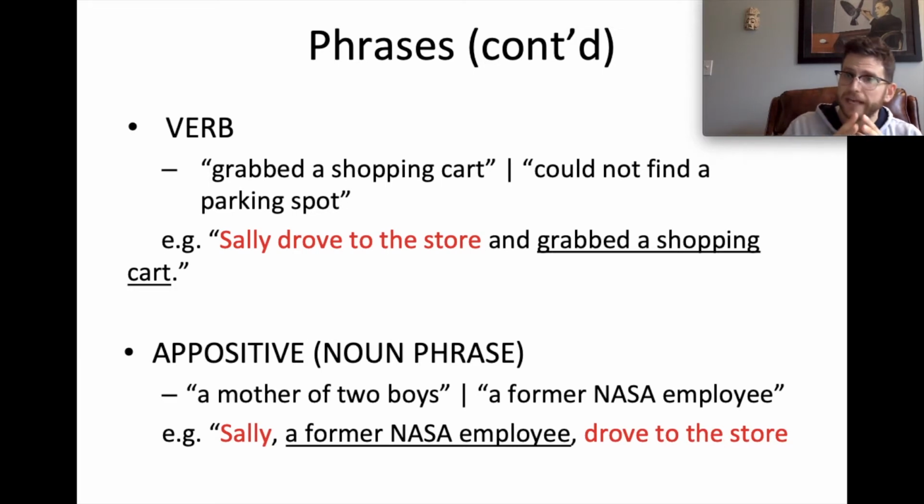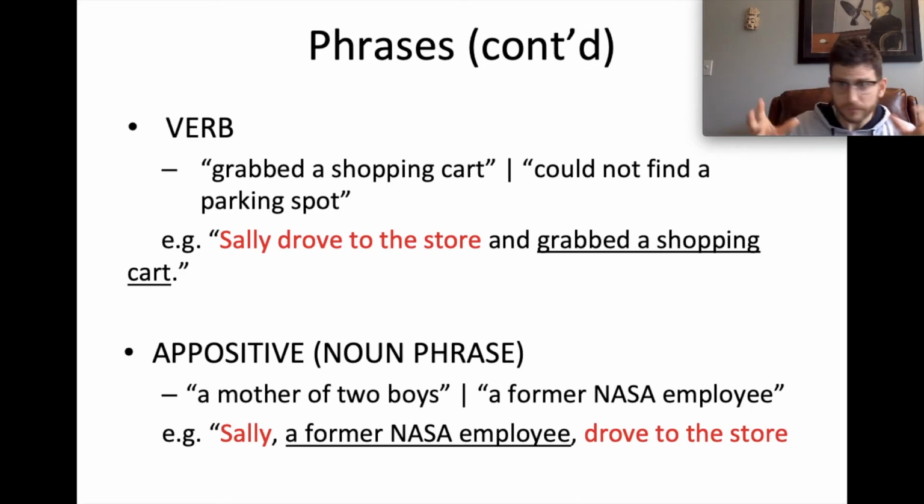Now, if I add them to my original sentence, Sally drove to the store, I need to add them or attach them to the sentence with something. I couldn't just say Sally drove to the store, grabbed the shopping cart. I couldn't say that. I need to attach it to the sentence with something. And I'm using and, which is a coordinating conjunction. Okay, so Sally drove to the store and grabbed a shopping cart.